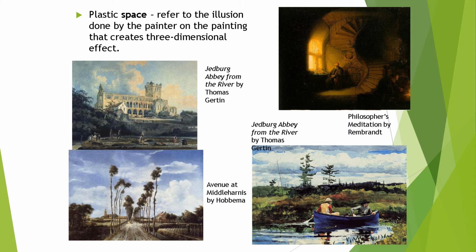Okay, another example is Philosopher's Meditation by Rembrandt, Jedburgh Abbey from the River by Thomas Girtin, and An Avenue at Middelharnis by Hobbema. Okay, all of those are plastic space: two-dimensional art that has an illusion of three-dimensionality.